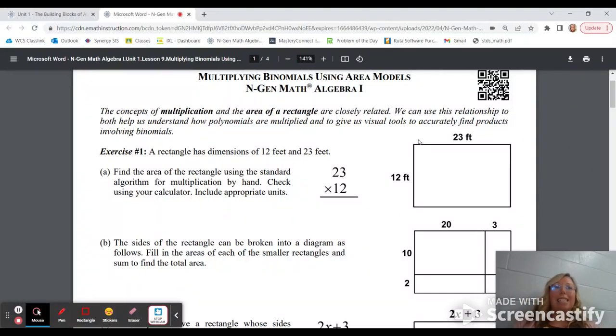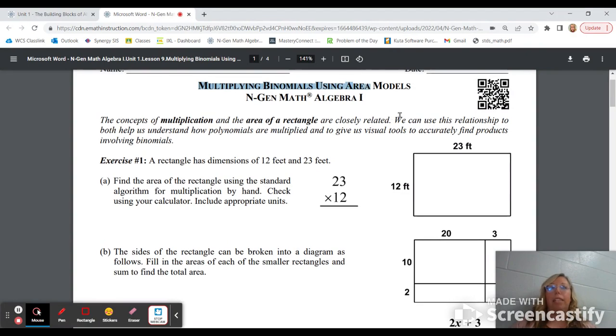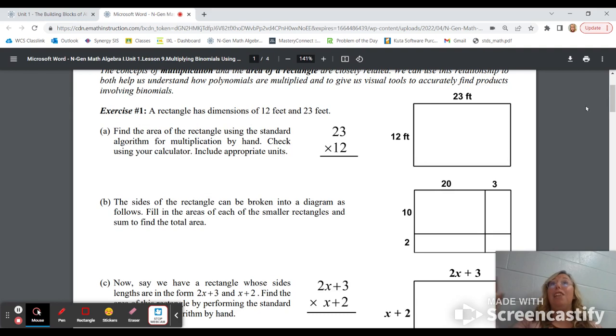All right, so lesson 8 for unit 1 is over multiplying binomials using area models. Area models is something that we've been kind of talking about earlier this week, where we've been doing the area of rectangles and things like that. So we're kind of building on what we've done already, but we're going to start with a very basic example just to remind you what area actually means.